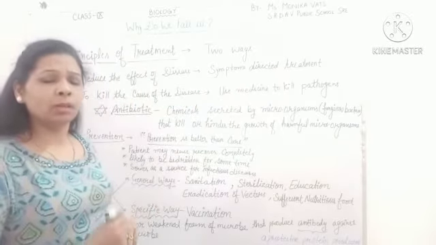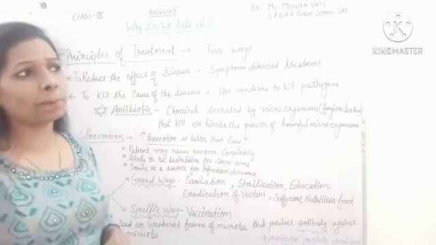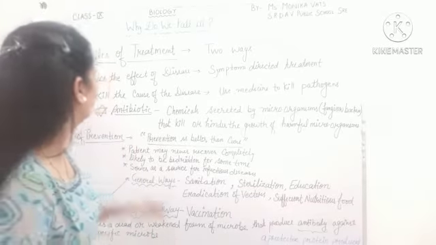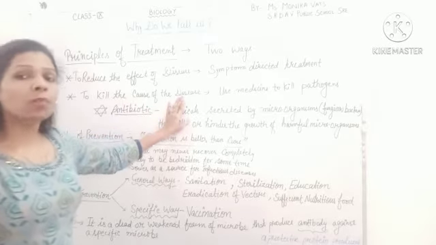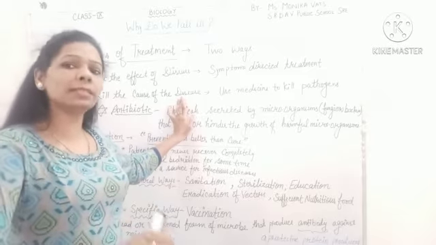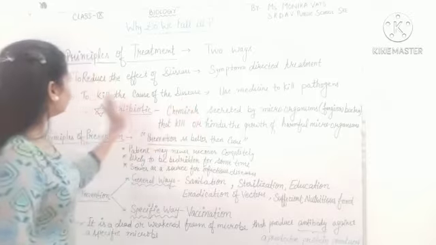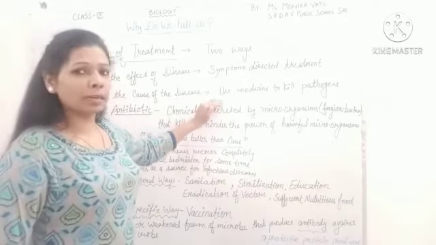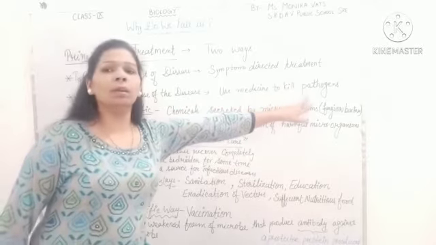But the second one, for those diseases which have a particular medicine against that particular causative organism, is to kill the cause of the disease. What is the cause of disease? In the case of infectious diseases, that infectious agent is the main cause of disease. We had discussed about it. So to kill the cause of the disease, in this kind of treatment we use the particular medicine which is used to kill the pathogen.